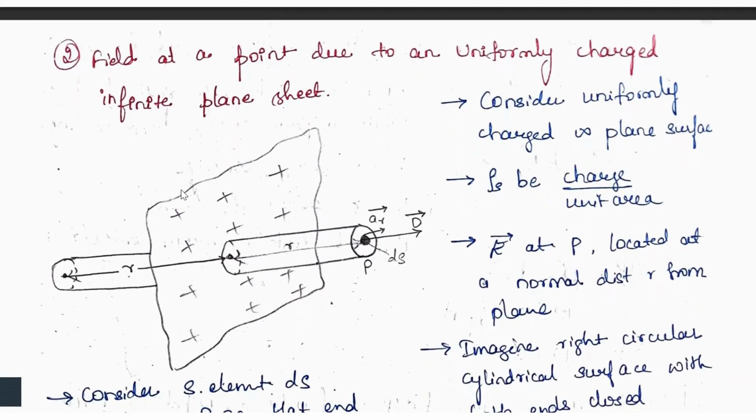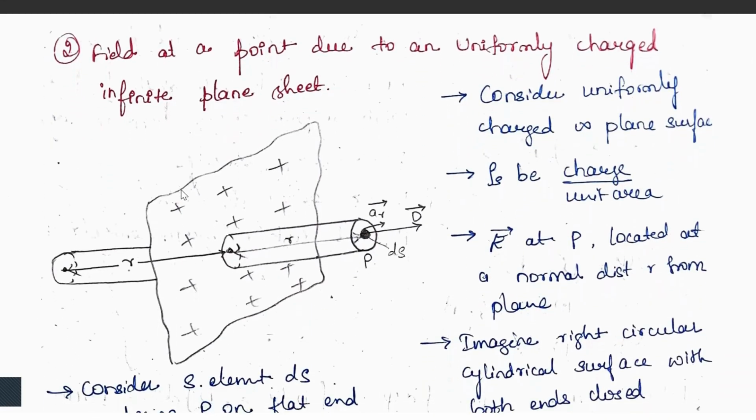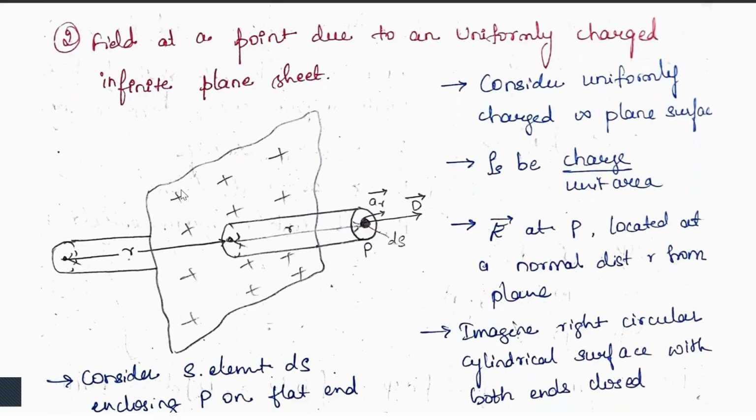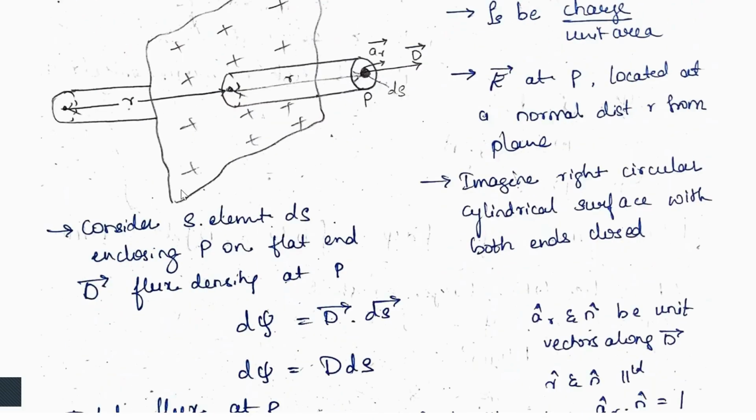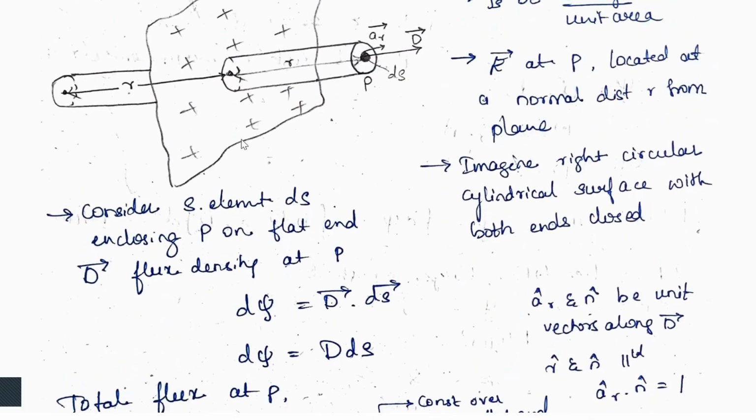Second application is the field at a point due to a uniformly charged infinite plane sheet. So consider a uniformly charged infinite plane sheet. ρs will be the charge divided by unit area. Let E vector be at point P, located at a normal distance of r from the plane. Imagine a right circular cylinder surface with both the ends closed. Consider dS to be an element of enclosing area at P on the top flat surface. So D vector will be the flux density at that point.